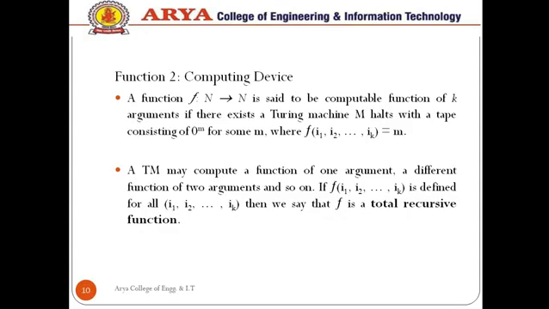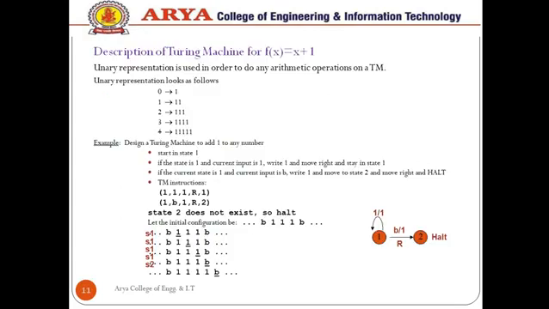In the second, a Turing machine may compute a function of one argument, different functions of two arguments, and so on. If the function f(i1, i2, ..., ik) is defined for all i1, i2, ..., ik, then we can say that f is a total recursive function. So there are two functions for this. Next is the example, that is the description of a Turing machine for f(x) = x + 1.